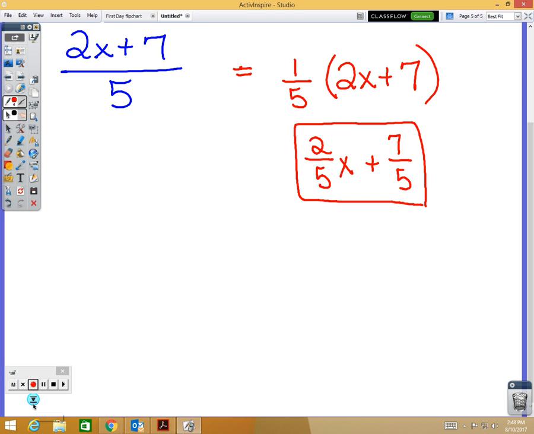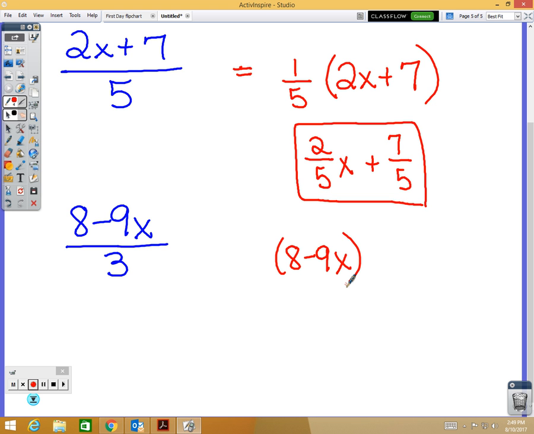Do you have any questions about this example? It doesn't seem too hard when you see it, but I think that if you were just asked to do it, I would have no clue what they meant by those directions. So let's do 8 minus 9x over 3. 8 minus 9x over 3. What goes inside my parentheses? All right, 8 minus 9x.